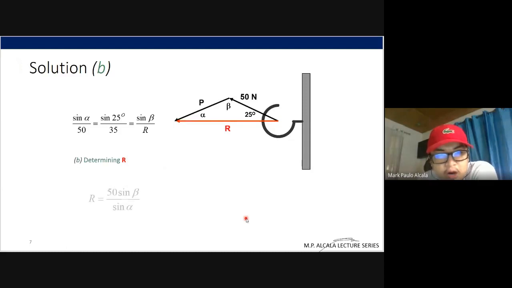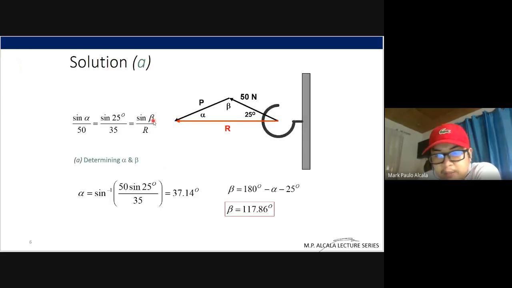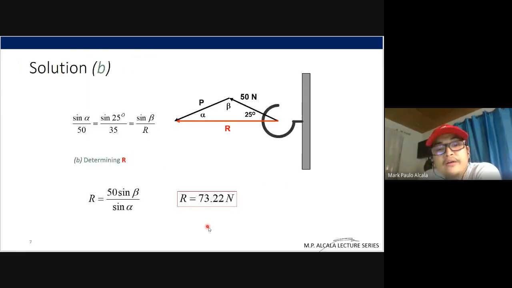Now solving for R, using this equation, sine alpha over 50 is equal to sine beta over R. And we know beta already, that is 117.86. So R is simply 73.22 newtons. Okay.